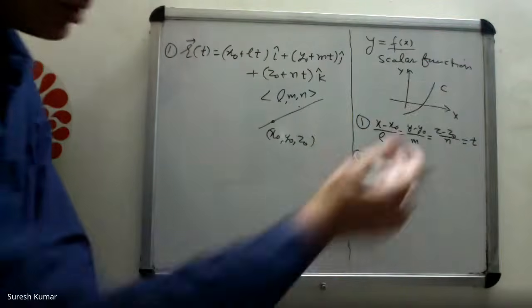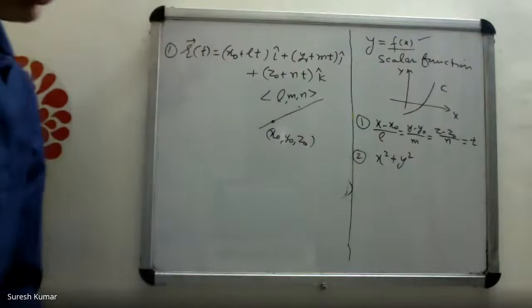So, what is the difference between a scalar curve and a vector curve? I've already explained. The output of this function is what is scalar.